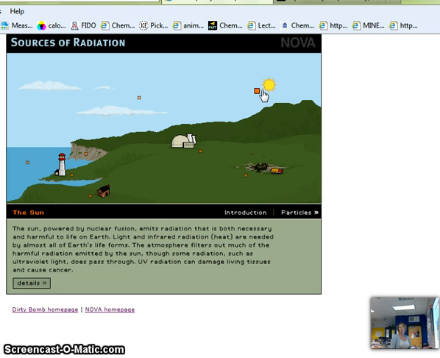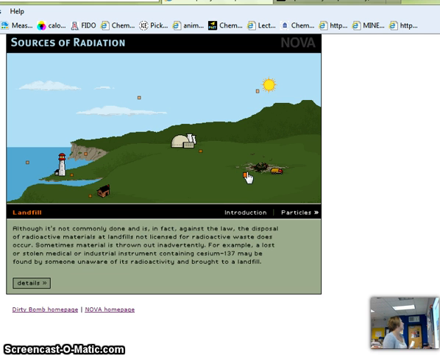Because the sun is powered by a nuclear reaction, it's powered by fusion. It emits radiation that is necessary, like sunlight, which is not necessarily so bad, but also ionizing radiation that is dangerous. Obviously, it emits heat too, which is pretty important. This looks like a farm. Some factories actually dispose of radioactive waste in landfills, and if it's not licensed to treat radioactive waste, it can get inadvertently leaked into our environment.